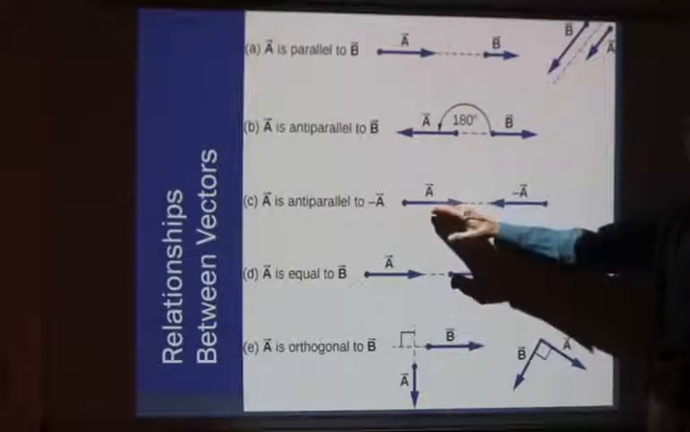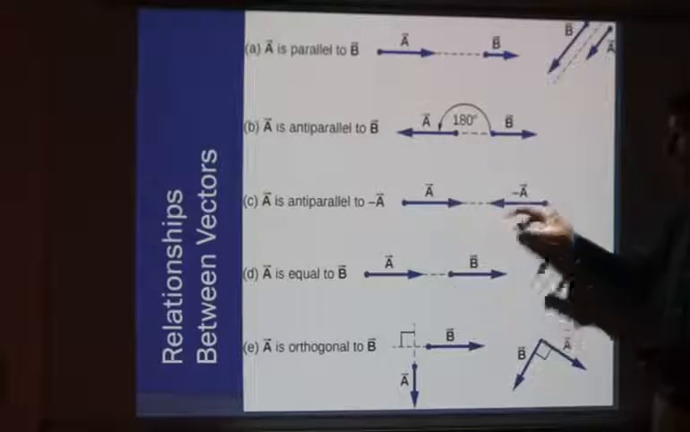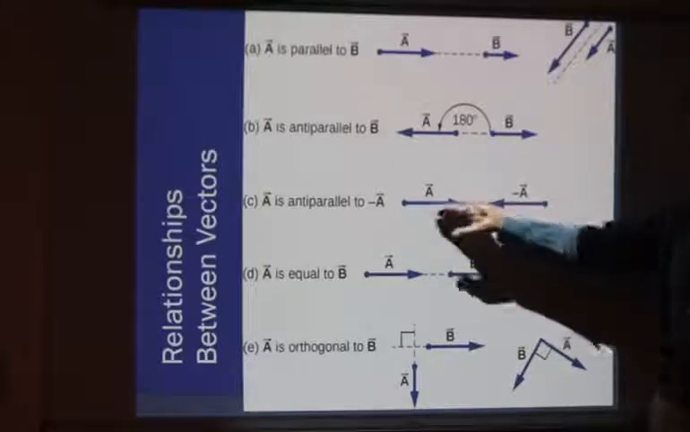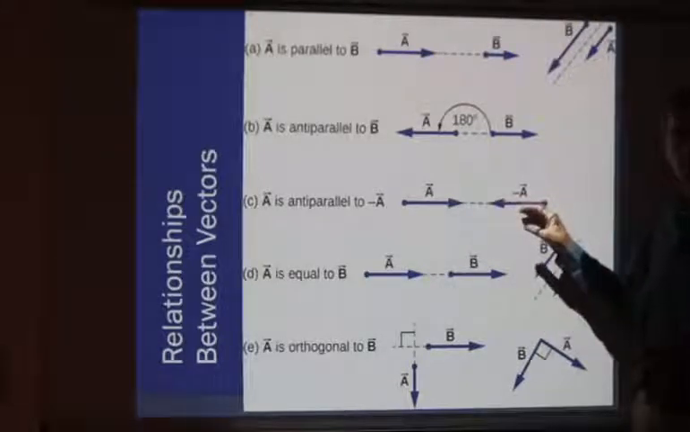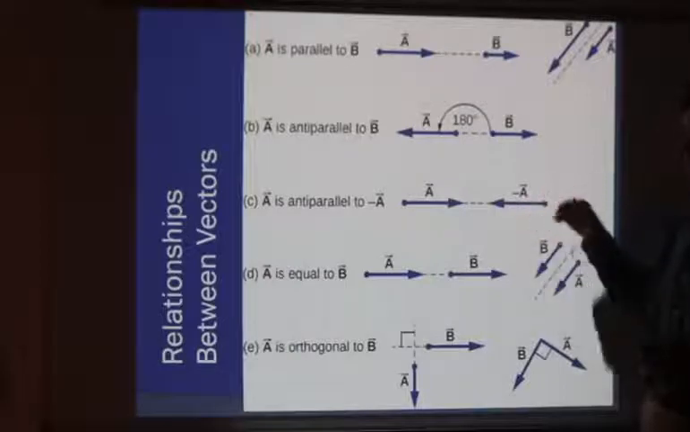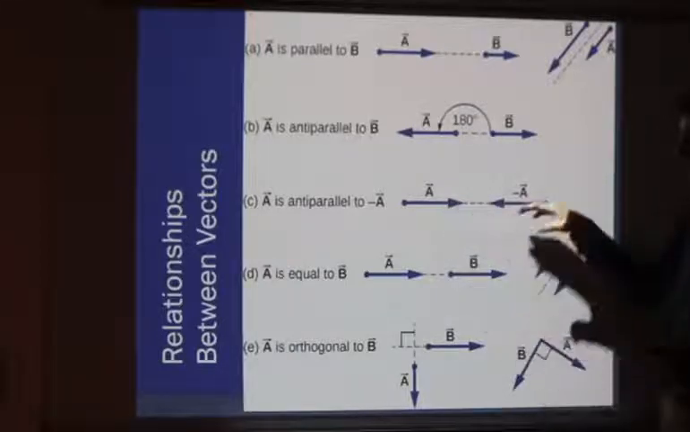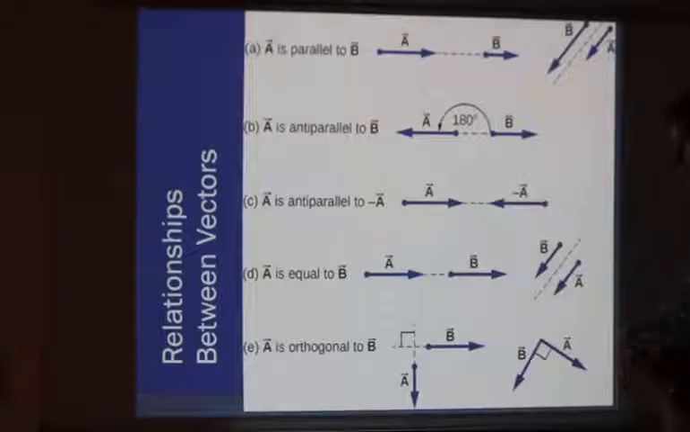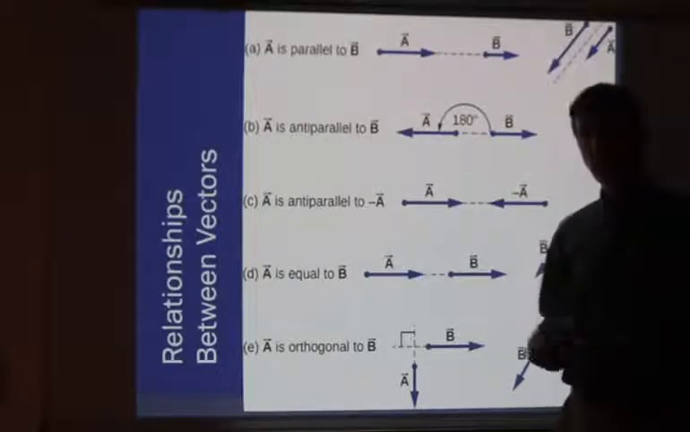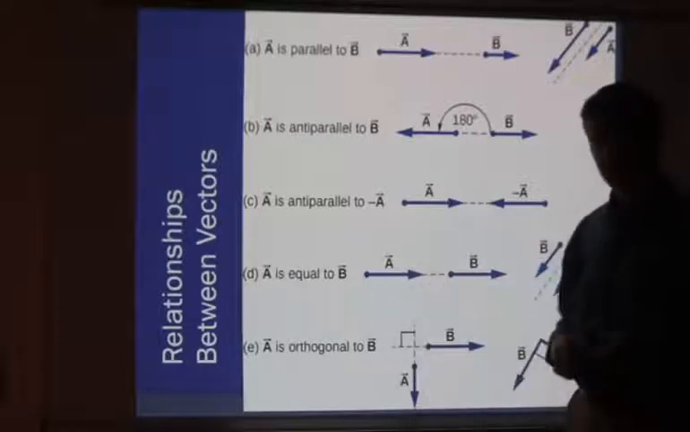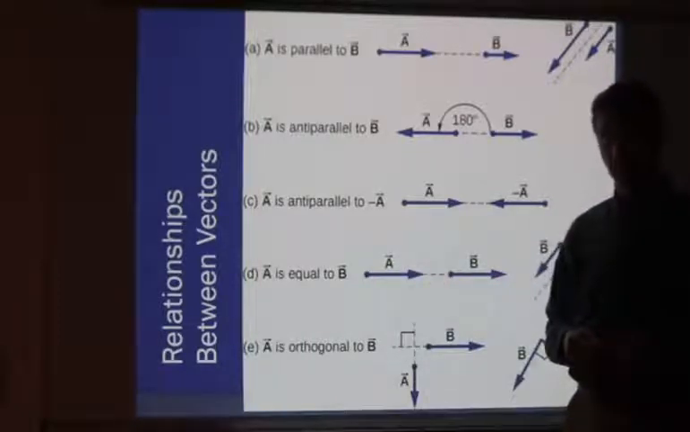Of course, the previous example had one vector antiparallel to the other, and the two vectors were equal and opposite, equal in magnitude. So A is antiparallel to -A in this case. Now, in some cases, we will have many vectors on a particular diagram. Okay?